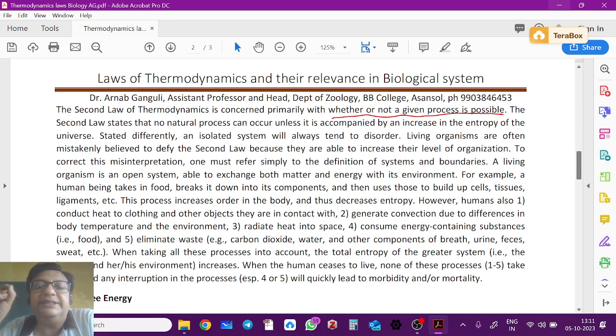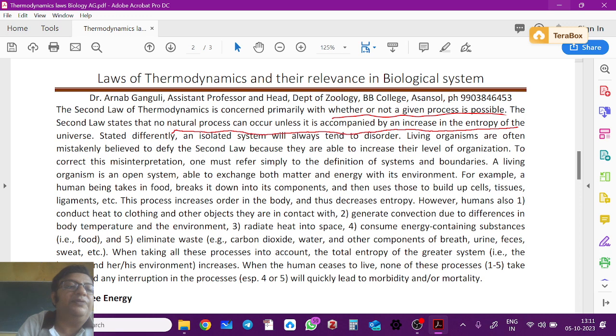The second law says that no natural process can occur unless it is accompanied by an increase in the entropy of the universe. Entropy is randomness, chaos. In ice, the molecules are fixed. Then as it becomes water, the molecules move about, so water flows like this. Then it becomes gas. It is so volatile, with so much energy, that it starts to float in the atmosphere. Clear?